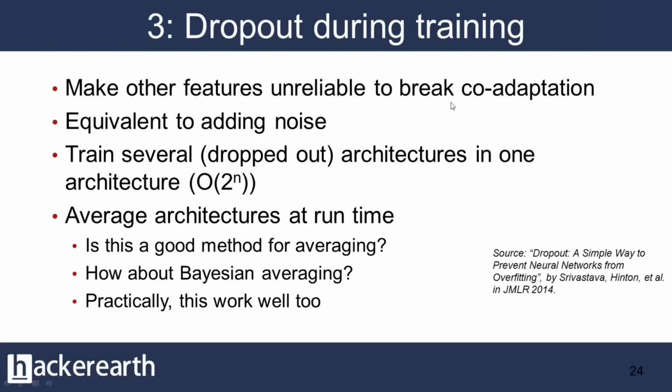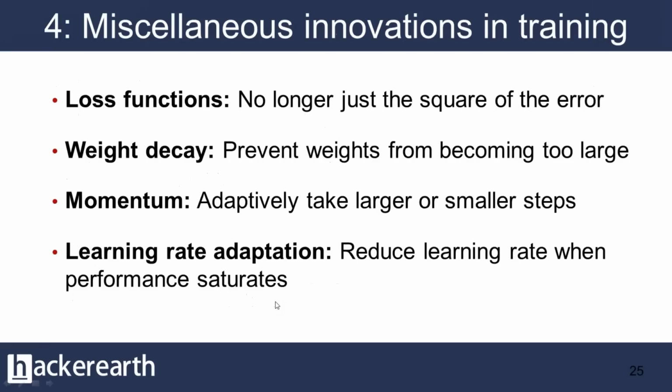So in some sense, the features don't rely on each other. They don't compensate for each other's mistakes. Whenever you add noise to an input, it makes the training robust, and then it is training many different architectures instead of one, and averaging.